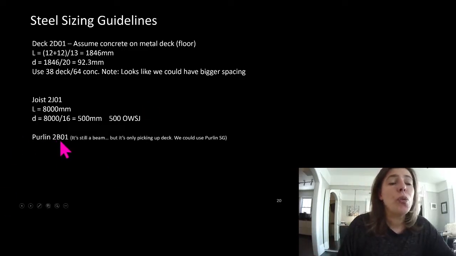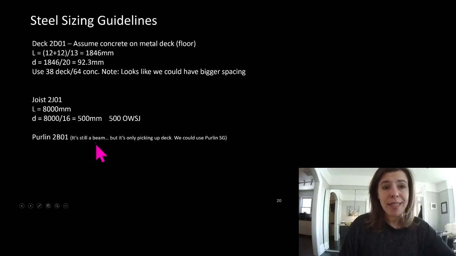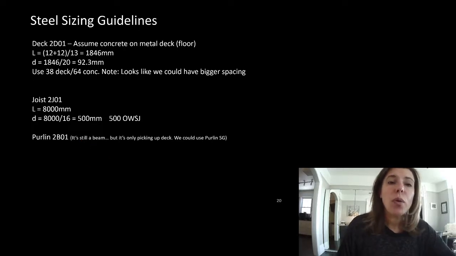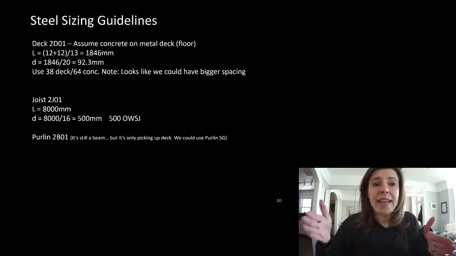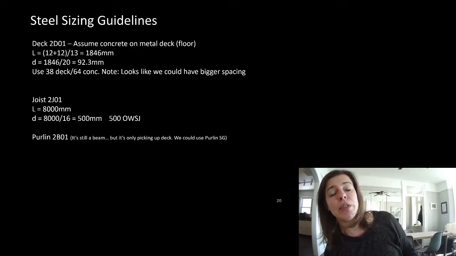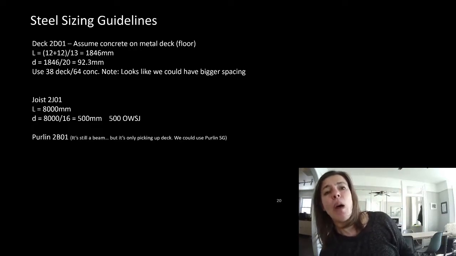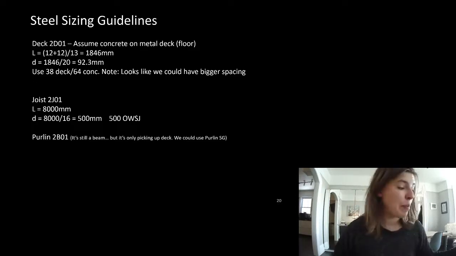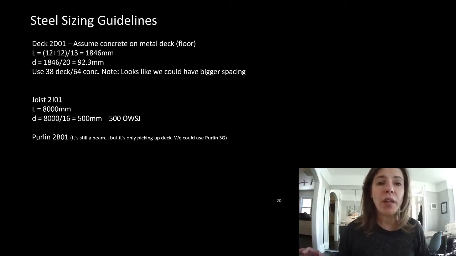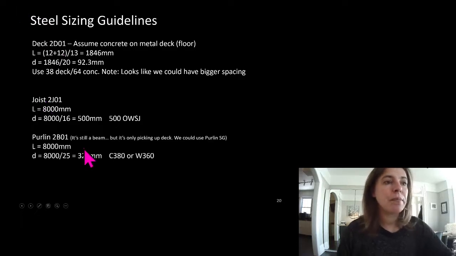Purlin, 2B01. So we're saying level 2 beam 1. Now, it's still a beam, but we're using the purlin sizing guideline because it is the thing picking up the deck. It is around every 2 meters on center, doing a pretty low-key job. It's certainly not working the hardest a steel member can work. So we're going to use the purlin sizing guideline.